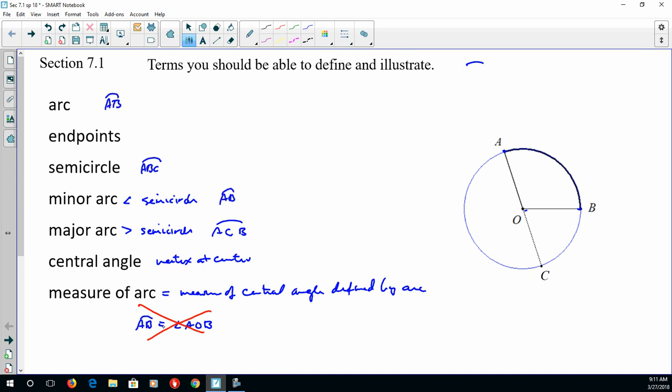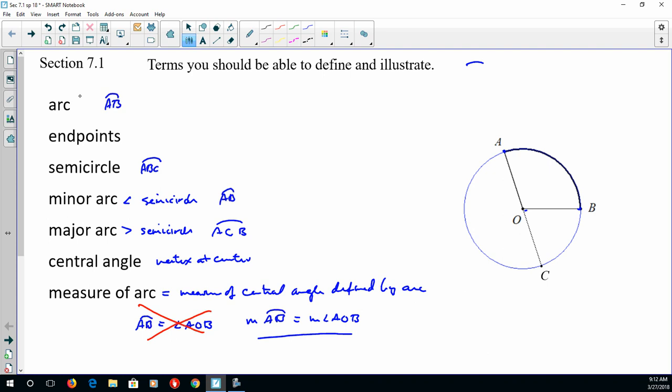So it's a set of points on the circle. This is an angle. It is a set of points on two rays. Okay. These are sets of points. They're not equal sets of points. However, the measure of arc AB will define that to be the measure of angle AOB. Okay. This is the proper way of writing this.